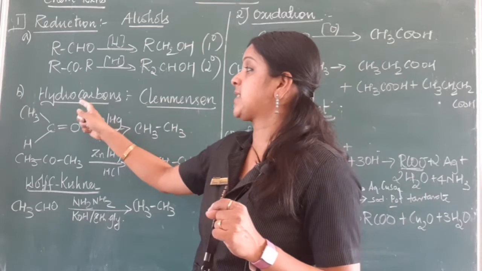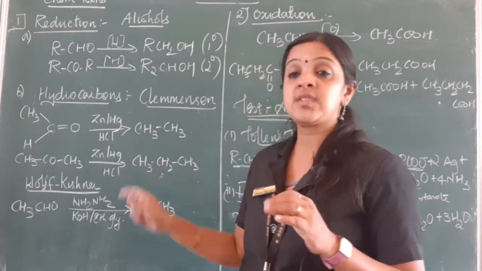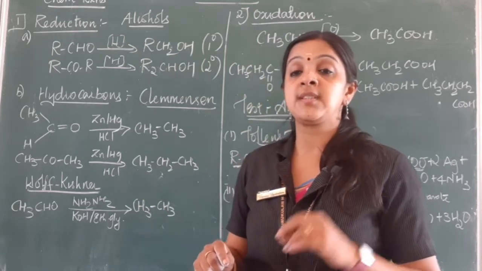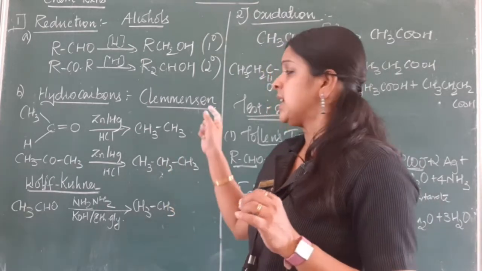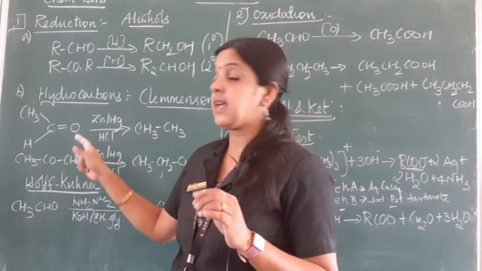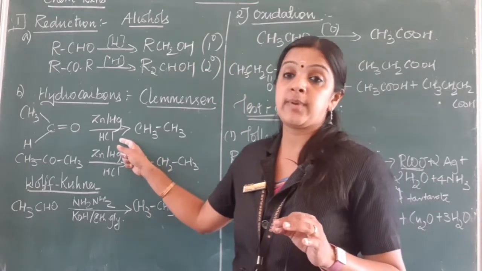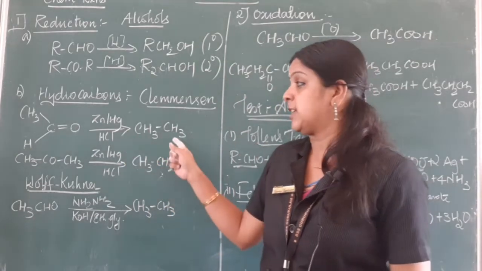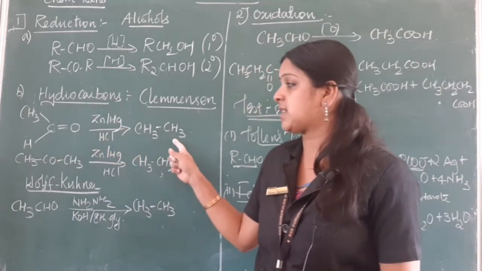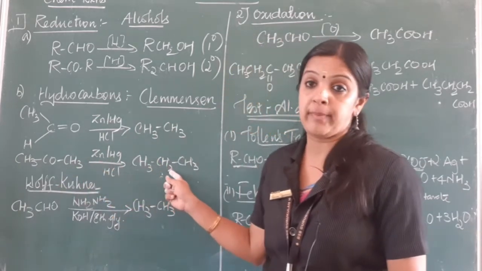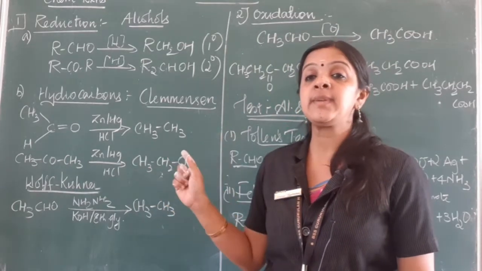The next one is the preparation of hydrocarbons from aldehydes and ketones. They get reduced to hydrocarbons with two name reactions. The first one is Clemmensen's reduction. In Clemmensen's reduction, aldehydes and ketones in the presence of zinc amalgam, that is zinc and mercury, in the presence of hydrochloric acid, a mineral acid, give you the hydrocarbon. So here ethanal, that is acetaldehyde, is giving ethane, and propanone is giving propane. So you can see CO getting reduced to CH2.